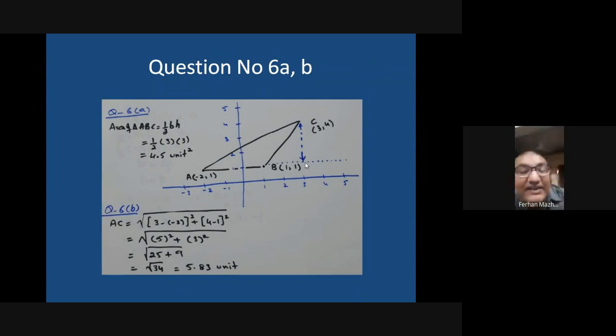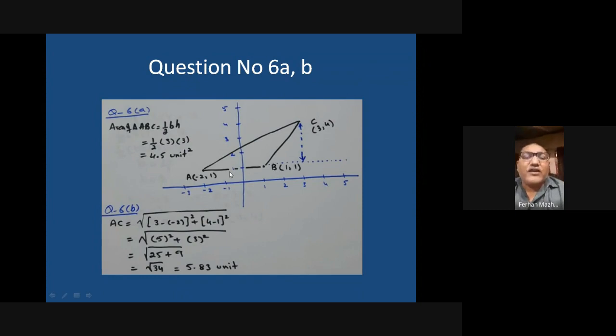Height is basically the line coming from the third vertex onto the base, and it should make a 90-degree angle with the baseline. So this is your baseline. This is the third vertex. From here, a perpendicular comes here. So the y value here is 1 and the y value here is 4. You can see here, the difference between these two is 3. So the height is 3 and the base is also 3.